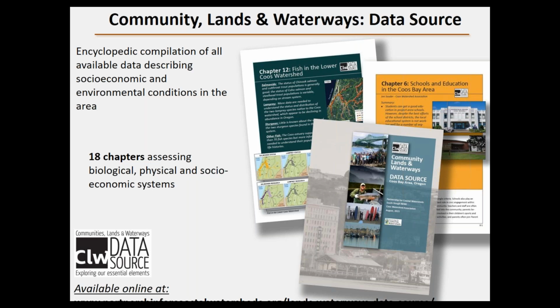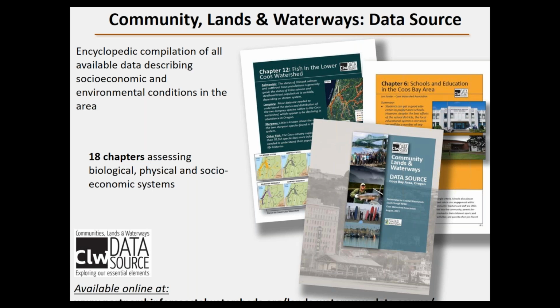So there were 18 chapters in all, assessing biological, physical, and socioeconomic systems. It included things like weather or water quality, landslide hazards, the status of endangered species in our area, and invasive species. And then looking at the community, jobs and employment trends, and schools and education. So profiles on how those things are doing. That's available online at the Partnership for Coastal Watersheds website.